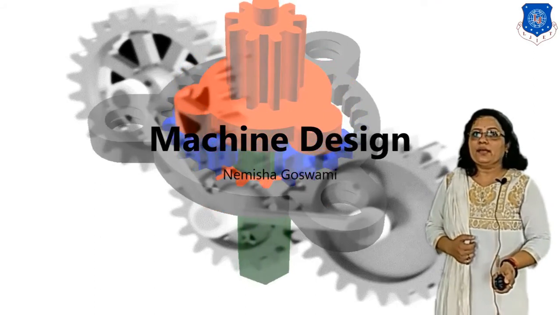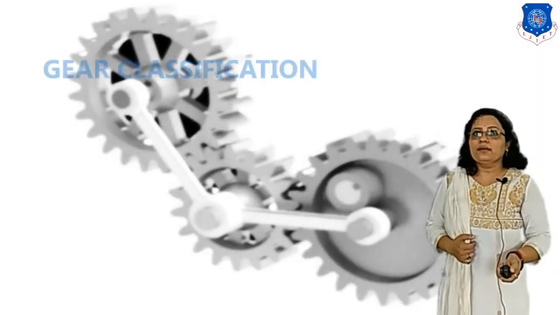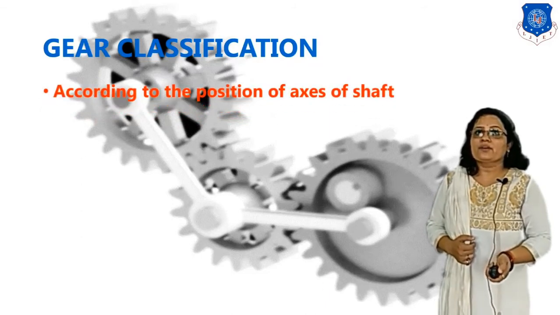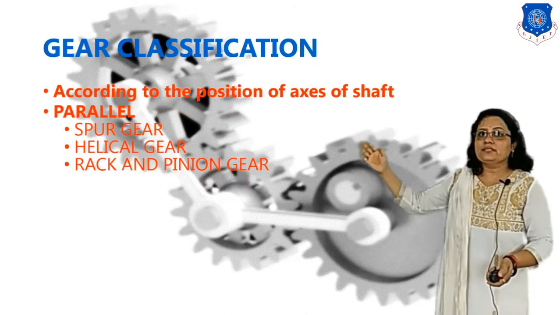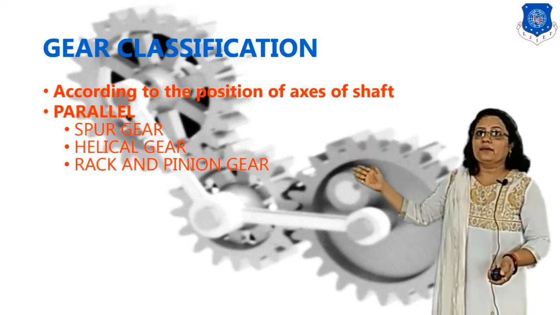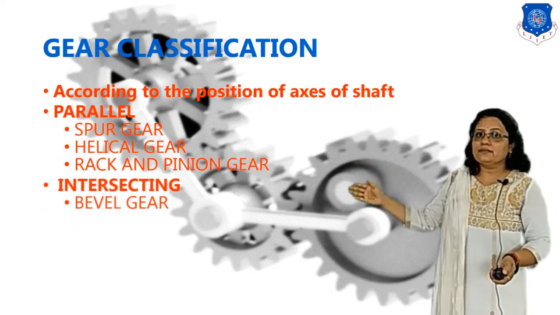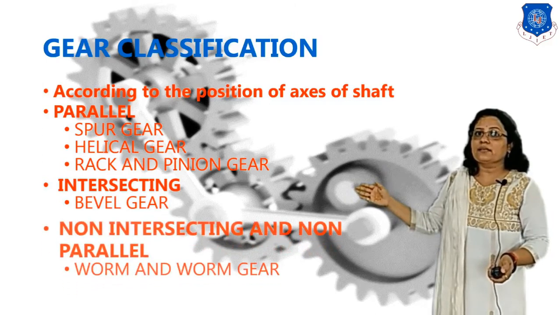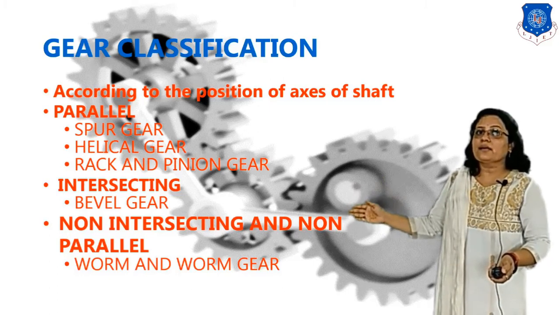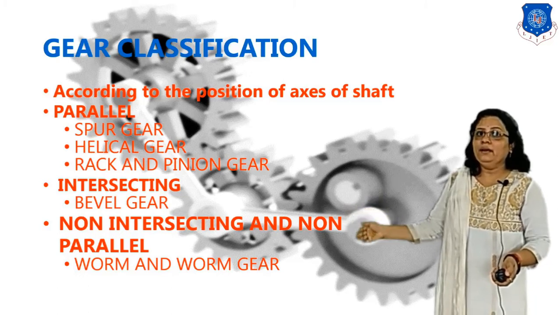In today's session, I'm going to discuss the classification of gears. Gears are basically classified on the basis of the position of the axis of the shaft. There are three classifications. First is when the shaft axes are parallel to each other. The subcategories are spur gear, helical gear, and rack and pinion gear. Then when the shaft axes intersect with each other, under this category there is bevel gear. And the next one is when the shaft axes are not intersecting and not parallel to each other. In this category, worm and worm gear will come.